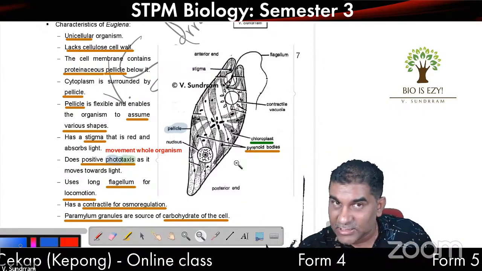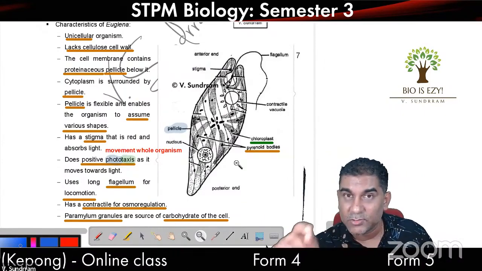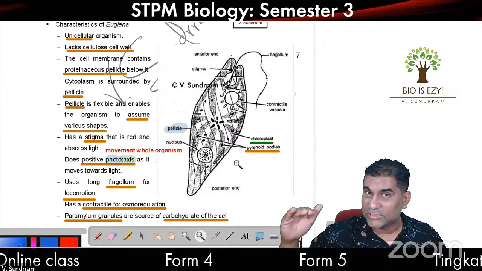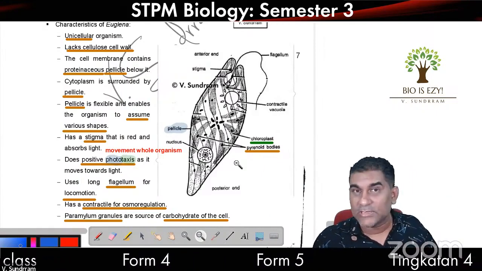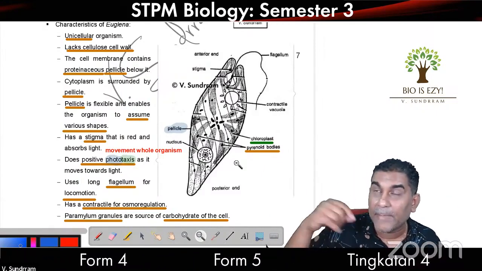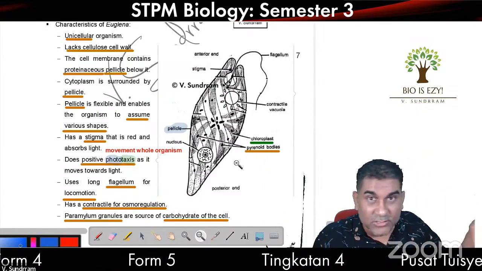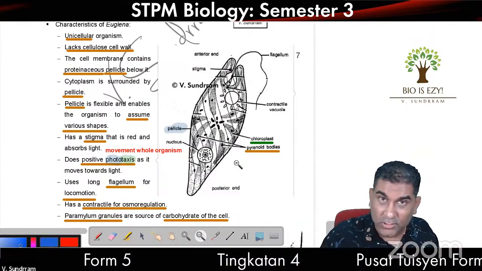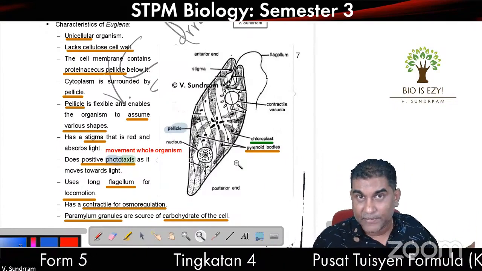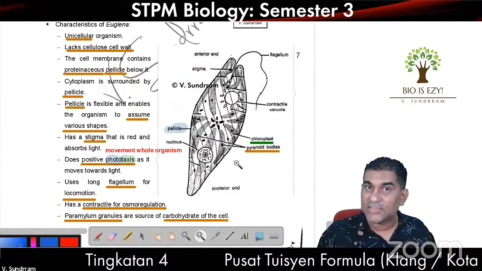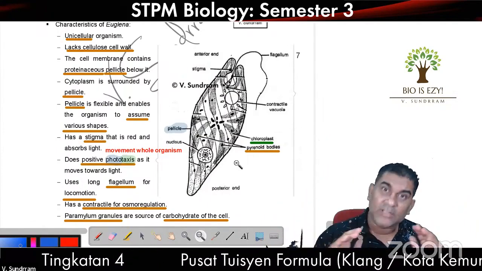These are extras, which normally come out in objective questions. But if it's structured essay, they will ask you what are the characteristics. So we list down. In structured essay, you just need to list down. In objective questions, they'll test your memory by asking what they store. For example, do they store starch? Do they store glycogen? Do they store paramylum? But in structured and essay, you just need to list down the characteristics.